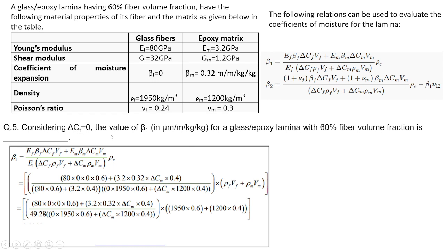It's always zero. So even if it is not given in the question, the moisture absorbed by fiber is zero. So we have to take delta Cf always as zero.